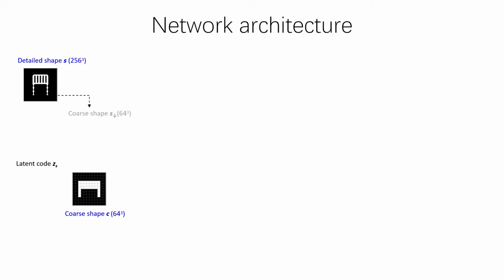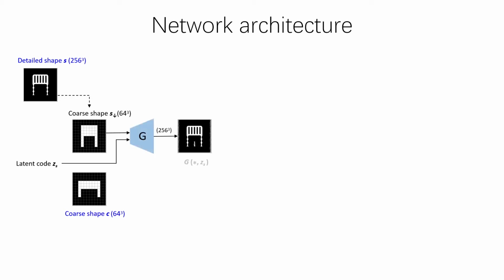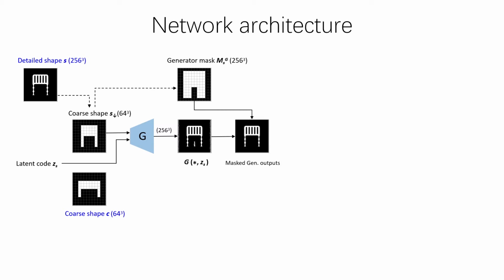First, we downsample the detailed shape S into a coarse shape. Then we feed the downsampled coarse shape into the generator network together with the latent code ZS to upsample it into a high-resolution shape. To focus the capacity of the generator network on the region that the output shape is likely to occupy, we compute a generator mask by dilating and upsampling the coarse shape. Then we apply the generator mask to the generator output to obtain our final output, which is trained with the reconstruction loss to make it as similar to the detailed shape S as possible.